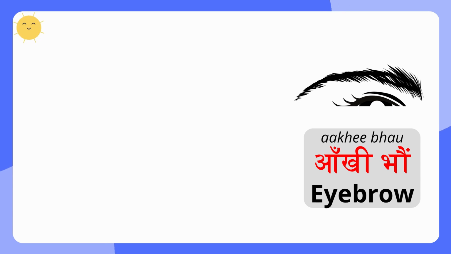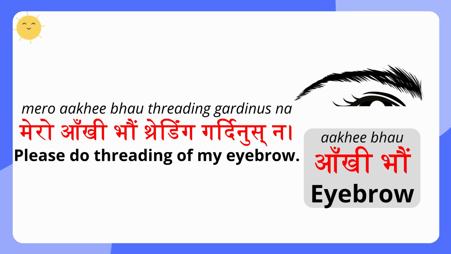Suppose you need to go to the beauty parlor for threading. You can say मेरो आँखी भौँ threading गरिदिनुस् न. Here, मेरो means my, आँखी भौँ means eyebrow, and threading गर्नु means to do threading. So you are asking, please help me to do threading of my eyebrows. Yes, मेरो आँखी भौँ threading गरिदिनुस् न.